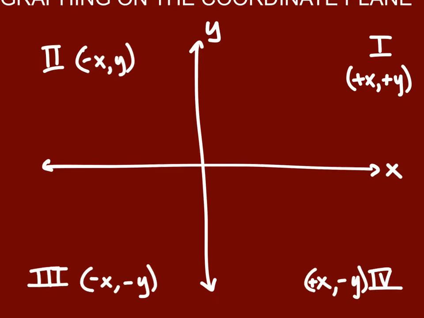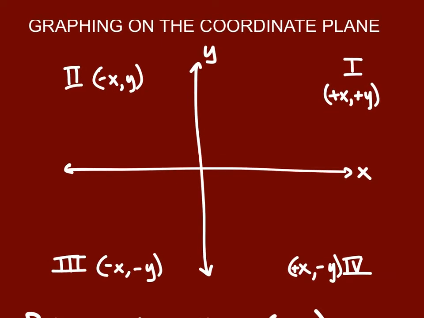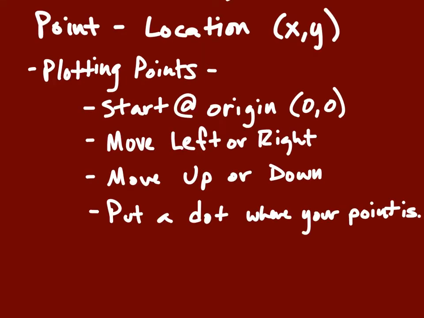What I like to do when I show my axes is say that this is my x-axis, this is the positive side, and this is my positive y-axis. Over here is my negative x-axis and my negative y-axis. Now, if we're going to plot points, we start at the origin, which is the point 0, 0. We move left or right, and then from there we move up or down, and we put a dot where the point is. So let's practice.